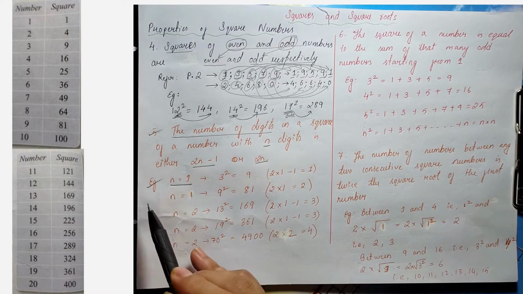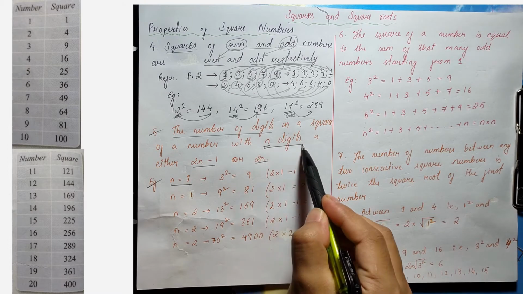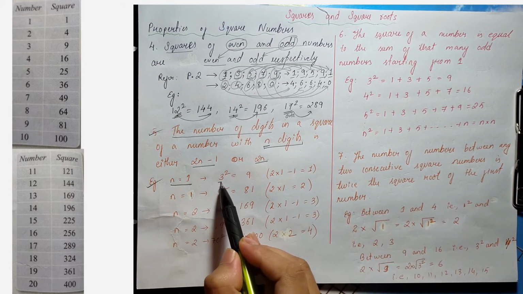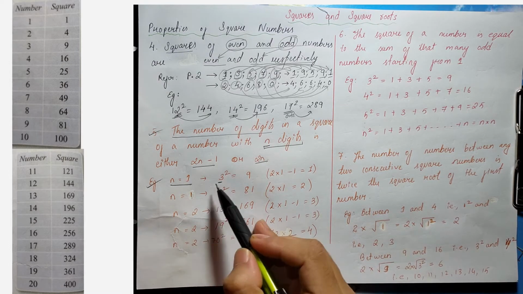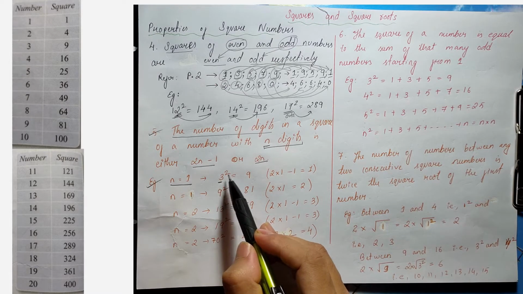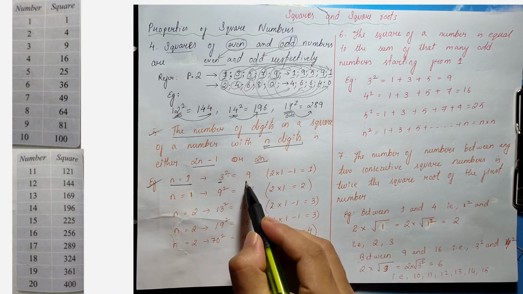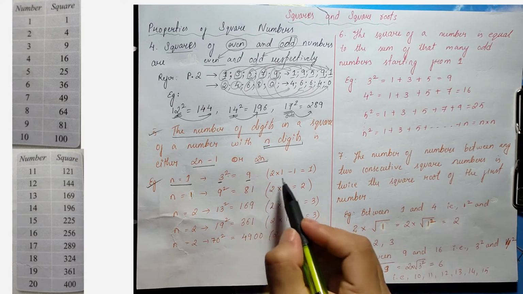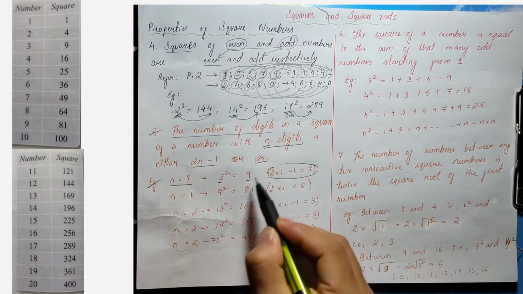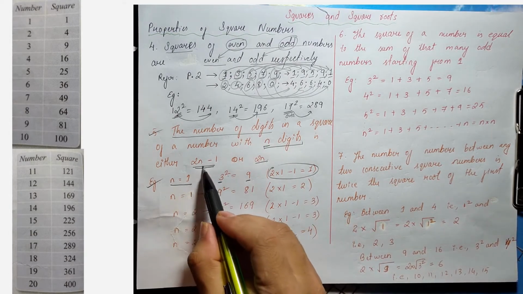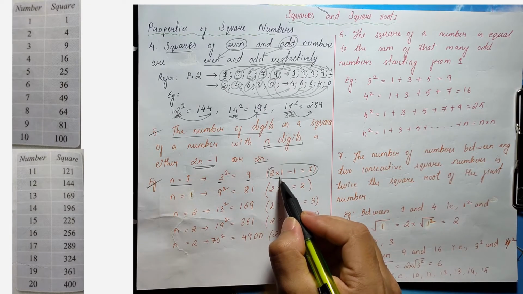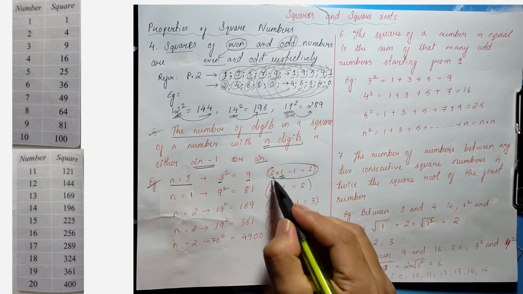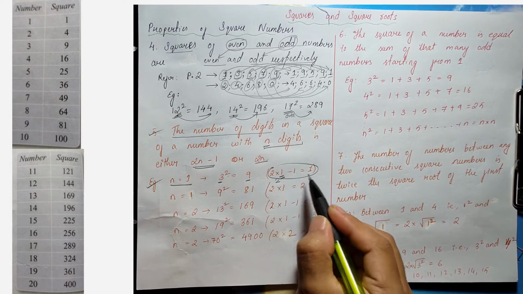Let's say n is 1. Now we know n is nothing but the number of digits, so our number will have only one digit. Now 3 square means 3 into 3 is equal to 9. This follows the first formula, that is 2n minus 1. So n is 1 here, so 2 into 1 is 2, minus 1 is 1.